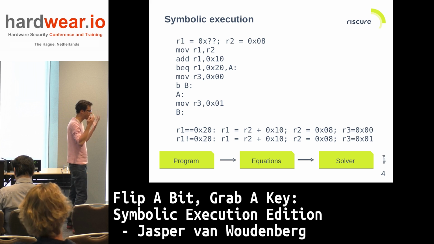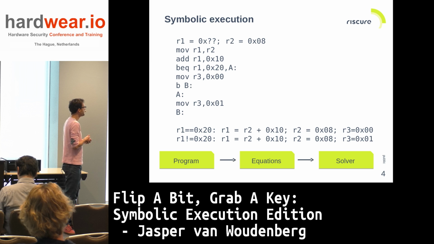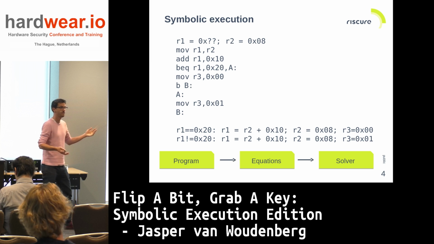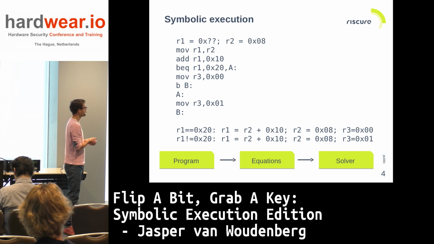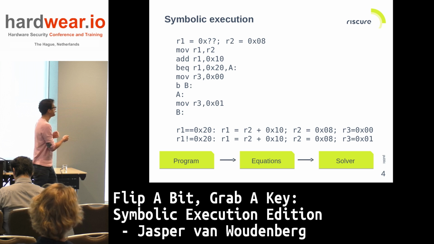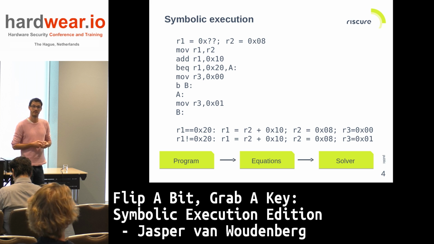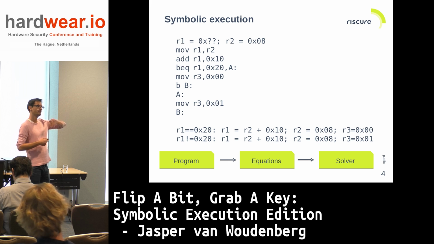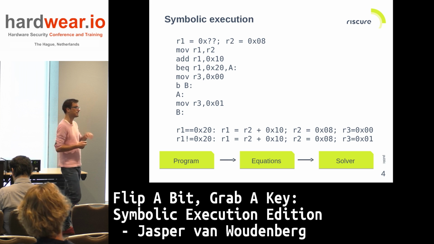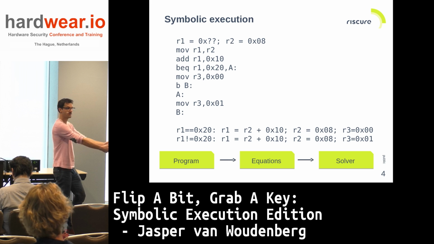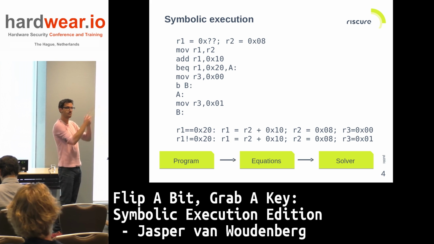But for now, keep in mind that when you're doing symbolic execution, you have some program. It turns into a set of equations, and on those equations you can run a solver. So you can actually say, once you have these equations, if I want R3 to be 1, give me the values for R1 that would satisfy that. So you can sort of turn programs around. You can say, hey, I want to arrive at this state. Give me the inputs for that.